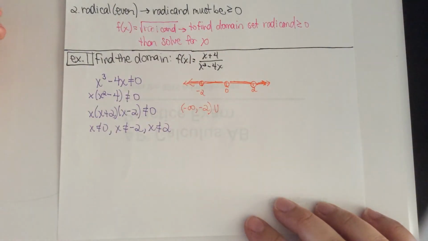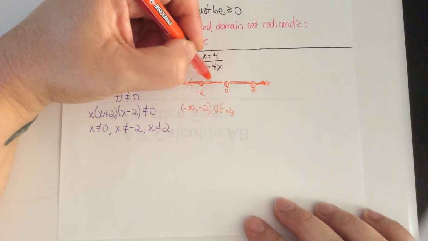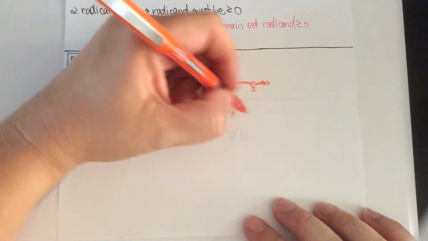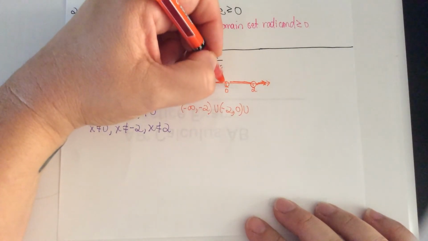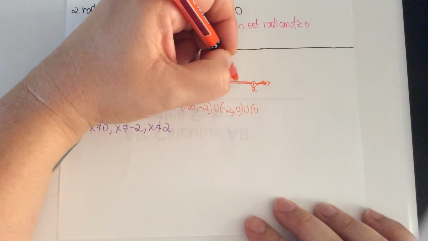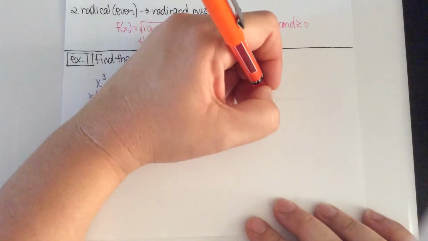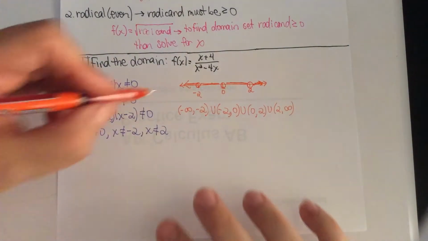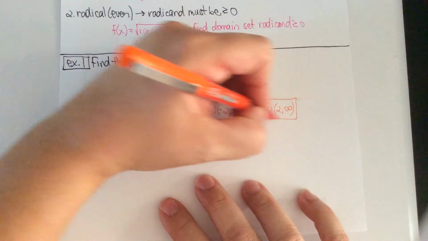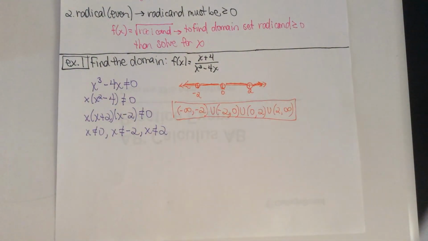Together with union, I'm not including -2, and then I'm going all the way up to 0, and I'm not including 0. Together with, or union, I'm going to go not including 0, and I'm going to include everything in between 0 and 2, and then I'm going to not include 2, and I'm going to go everything to infinity. This is the answer to the question. I want to know what x does equal, not what x does not equal.